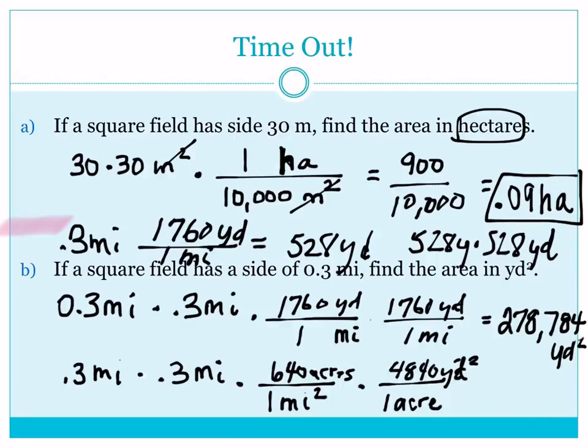The other thing you could do is take your miles and multiply the length of the field times itself. So you have 0.3 miles times 0.3 miles. And then you could turn the miles into yards by using that conversion twice. Another option is that you could turn your square miles into square yards by using the measurement of miles to acres. So 1 square mile is 640 acres, and then 1 acre is 40 yards squared. All of them will end up equaling the same value, 278,784 square yards.